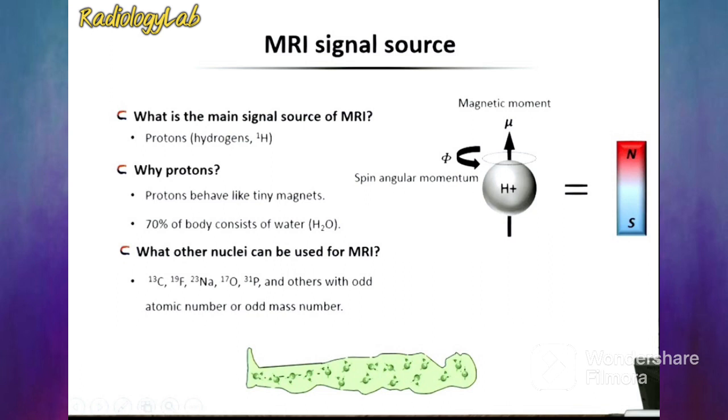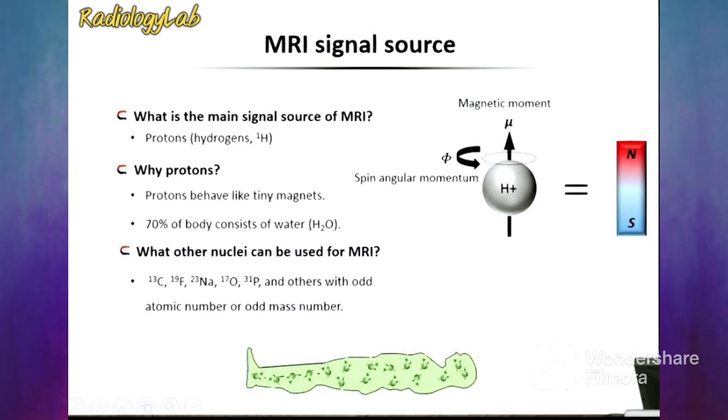And what other nuclei can be used for MRI? Here is the list: carbon-13, fluorine-19, sodium-23, oxygen-17, and phosphorus-31. These nuclei can be used for MRI, and some others with an odd atomic number or odd mass number can be used for MR imaging. But in most cases, if we talk about MRI, more than 99% is about protons.